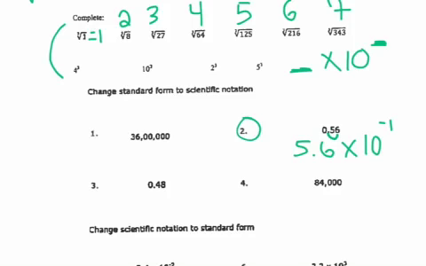Number 4, same thing. This is 84,000. Remember, the number out in front needs to be greater than 1 but less than 10. So I can literally move my decimal 1, 2, 3, 4 times. So I would have 8.4, which is in between 1 and 10, times 10 to the 4th power.